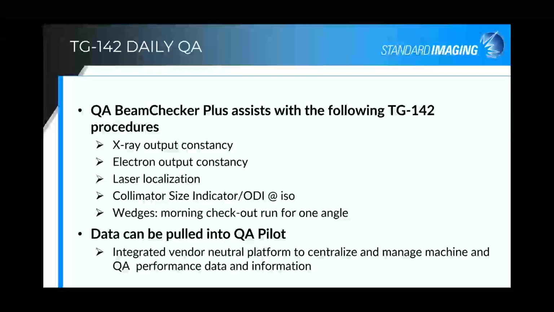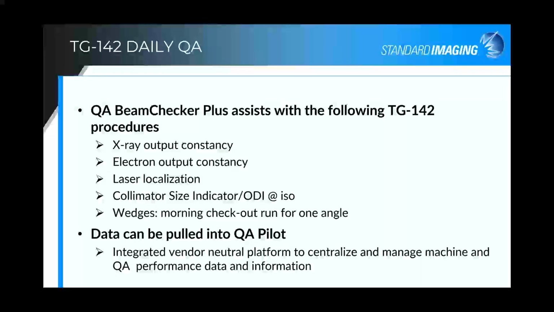The QA BeamChecker Plus tests the daily constancy for your photons and electrons, flatness, symmetry, constancy, and your laser localization. You can do collimator, size indicator, and your ODI at isocenter. We also do some wedge tests. And we also have a QA management data package called QA Pilot, and the information and data from the BeamChecker can be pulled right into that as well.